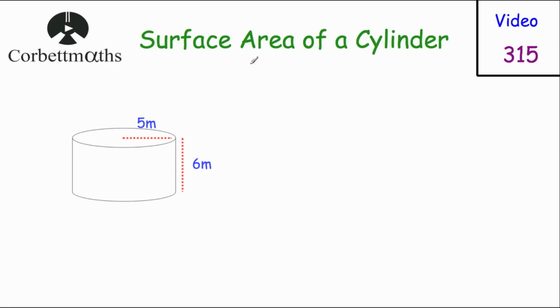So our next topic is the surface area of a cylinder, and that's video 315 in Corbettmaths. Now here we've got a cylinder, and we've been asked to find the surface area of the cylinder. Now this cylinder has 3 faces. It's got a circle on the top, a circle on the bottom, and it's got this curved face going around the outside. Now the area of the circles will be straightforward. We'll do pi r squared for the top, and then we'll do pi r squared for the bottom, and they'll also be the same area, so you could just do pi r squared for the top and multiply it by 2 or add it to itself.